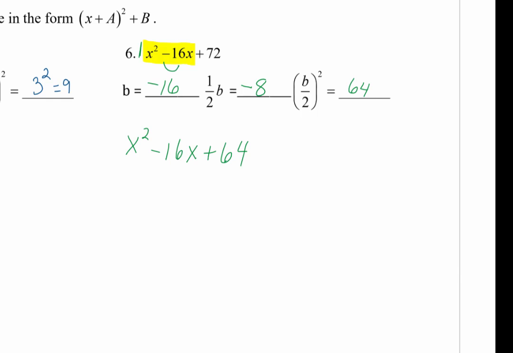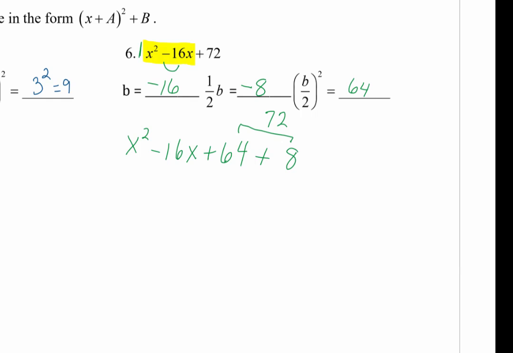But here's the thing. We started out with 72, right? And we just took 64 from the 72. We used 64 of the units from the 72 with the binomial. So what's left here? If you say 8, you're right, because these two, 64 plus 8, add up to 72.